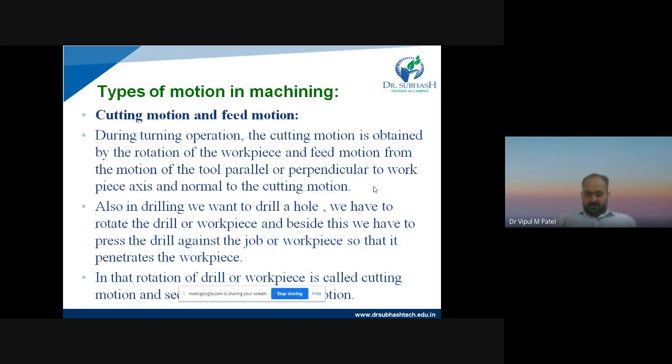See, I want to give one example with the use of the drilling machine to understand the cutting motion and the feed motion. Then I can say that if I want to make a hole in the workpiece, then we have to rotate either the workpiece or the drill bit.